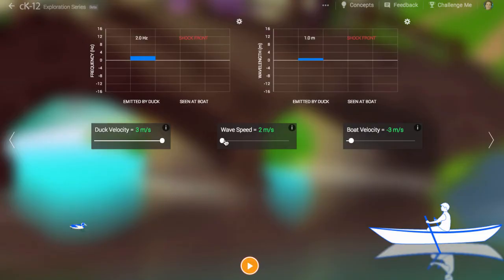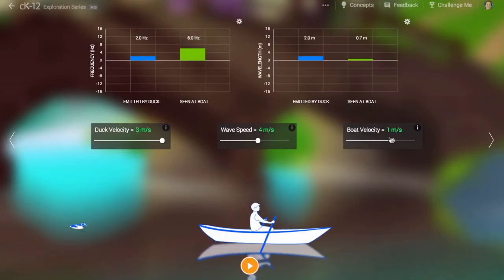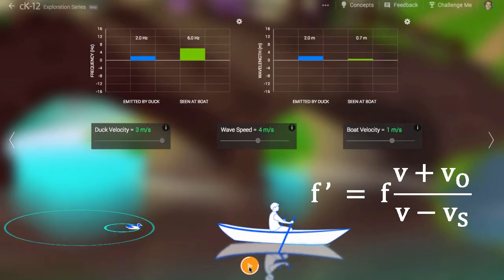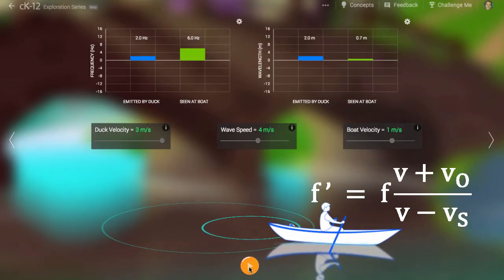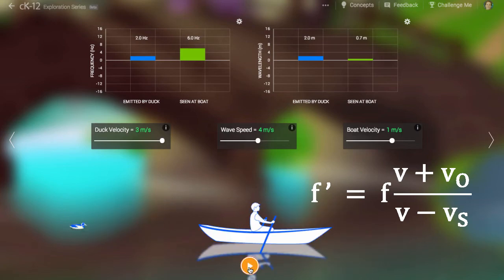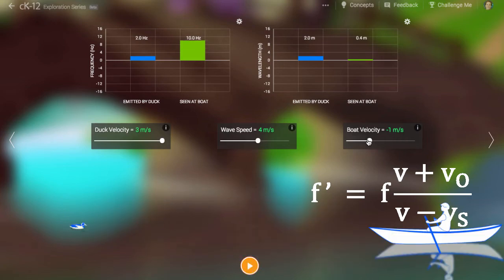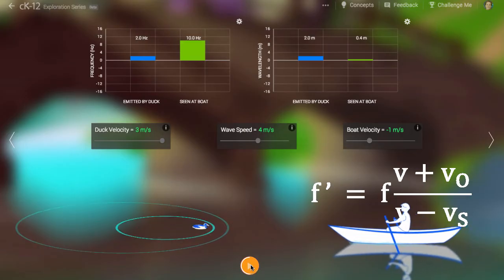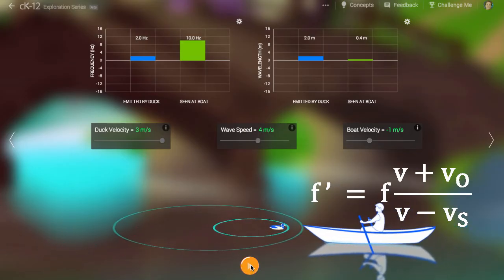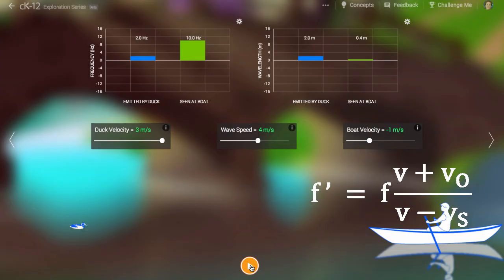How can you calculate the frequency of the wave seen by the boater based on the motion of the duck and the wave speed? We use the Doppler equation. In this equation, V sub zero refers to the velocity of the observer, in this case the boater, and V sub s refers to the velocity of the wave source, in this case the duck. V refers to the speed of the waves on the water, f is the frequency at which waves are created by the duck, and f prime is the frequency seen by the observer or boater.